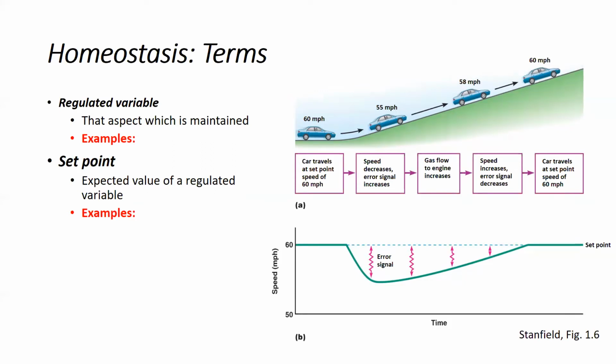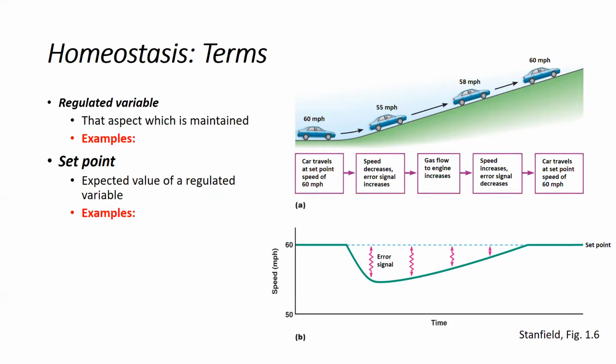Good. So the regulated variable with that car scenario would have been our speed. Now, if we were to transfer this to the human body, what are some other regulated variables? Temperature. Good. What else? pH. Good. What else? What are some other variables that we want to maintain? Blood volume, right? We don't want that to go too high or too low. Right, so those are some good ones, right? Temperature, pH, blood volume.